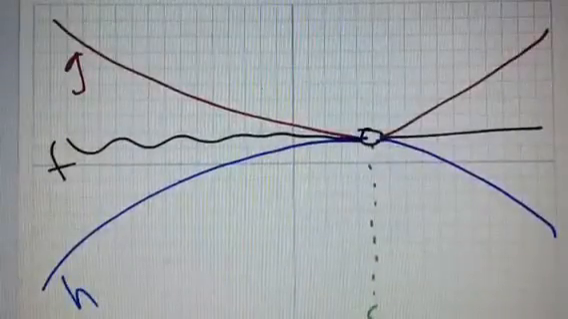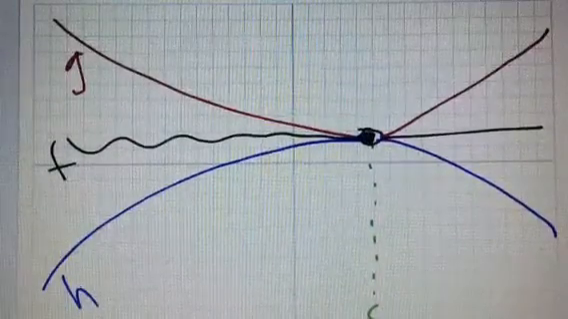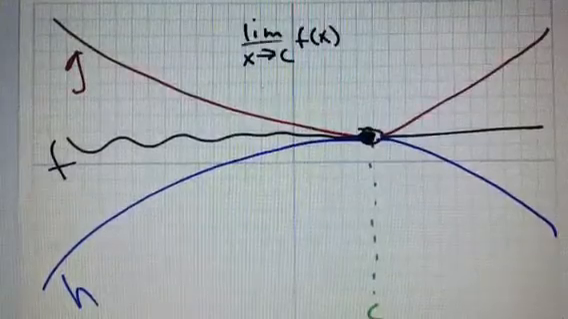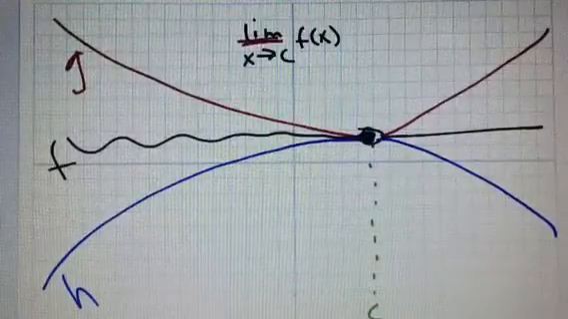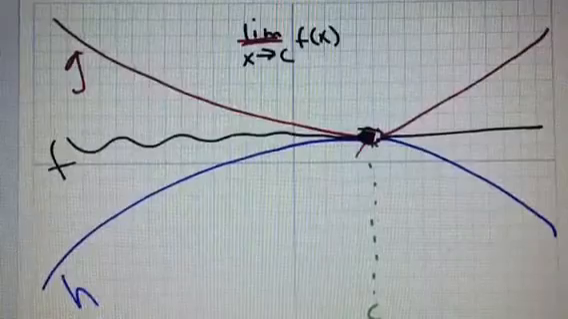Now, there are a couple common mistakes that people make. They assume that there has to be a value at c. However, this is not true. This is about the limit as x approaches c, which means that a value at c is not necessary, although it may occur.